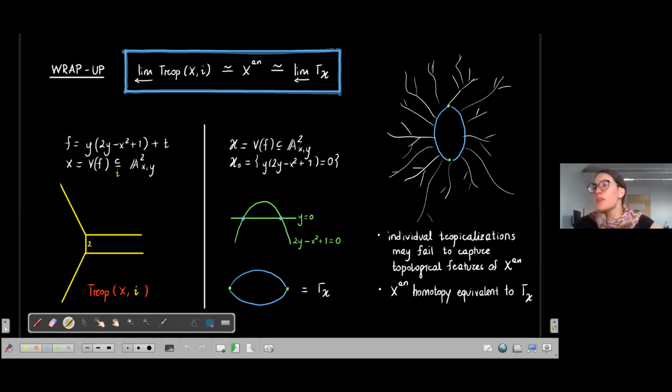Okay. Can you please repeat the embedding of the dual graph inside the Berkovich space? I understand how you embed the points in the interior. Okay. I will go back.